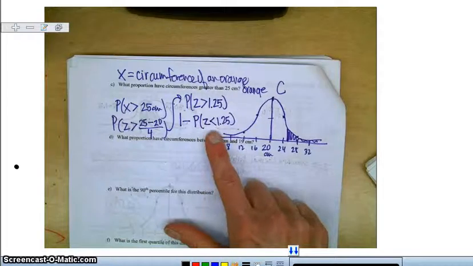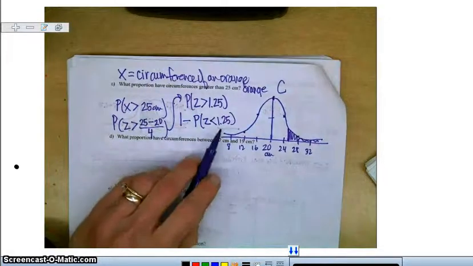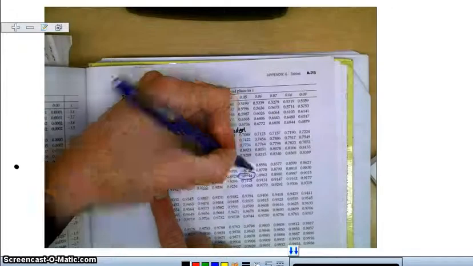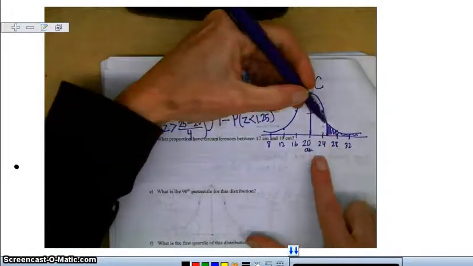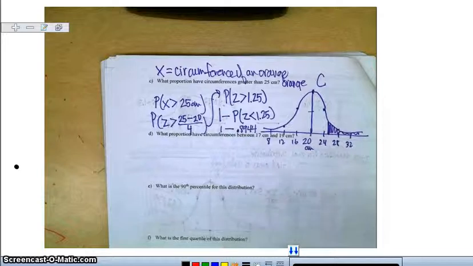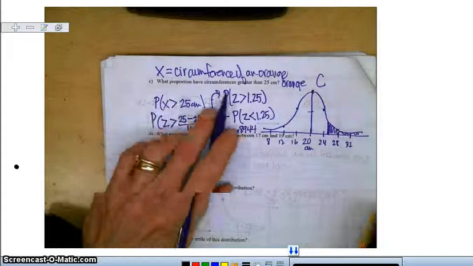So I'm going to go on my normal distribution. I'm going to find a positive 1.25 z-score. So here we go. Here is a 1.25, and you find where they meet, 0.8944. That is the percent shaded to the left. So 0.8944 is the percent shaded over here. So that part, the less than, is 0.8944. We need to take 1 minus that to get our actual percent that we want. And that is the proportion of oranges that would have circumference greater than 25 centimeters: 0.1056, or 10.56%.